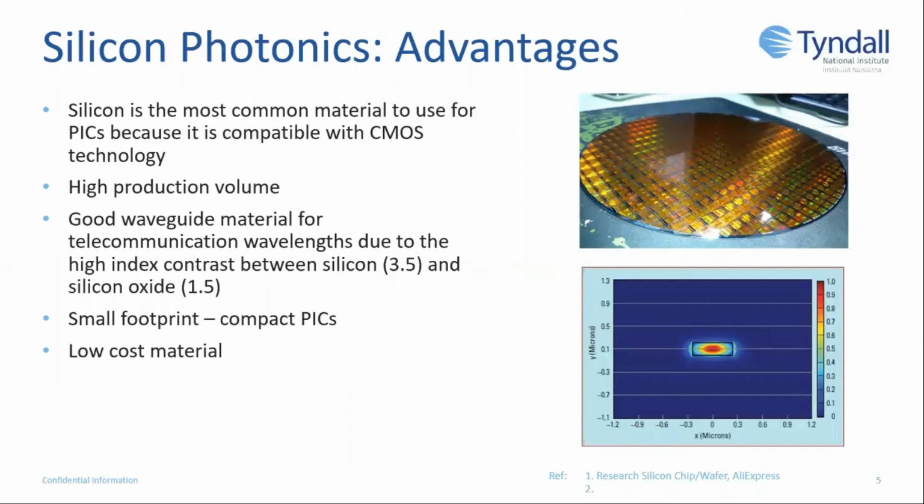So the answer to this is generally silicon. Now, you don't have to have your PIC made out of silicon. There have been PICs that have used other platforms and materials such as lithium niobate, III-nitride materials and polymers. But silicon is definitely the most common material for PICs, and there are good reasons for this.